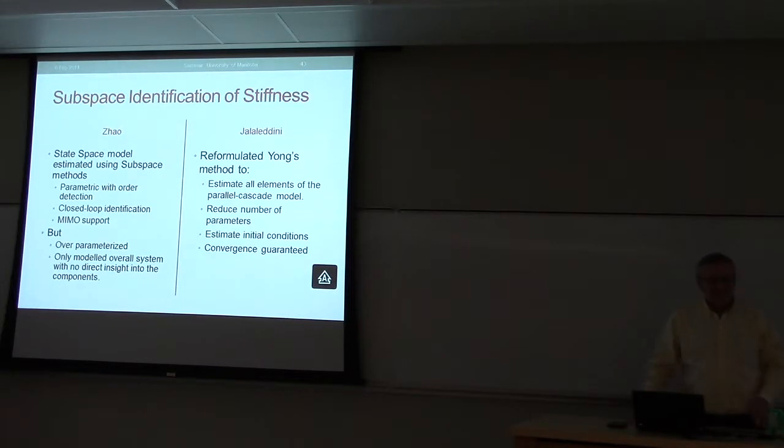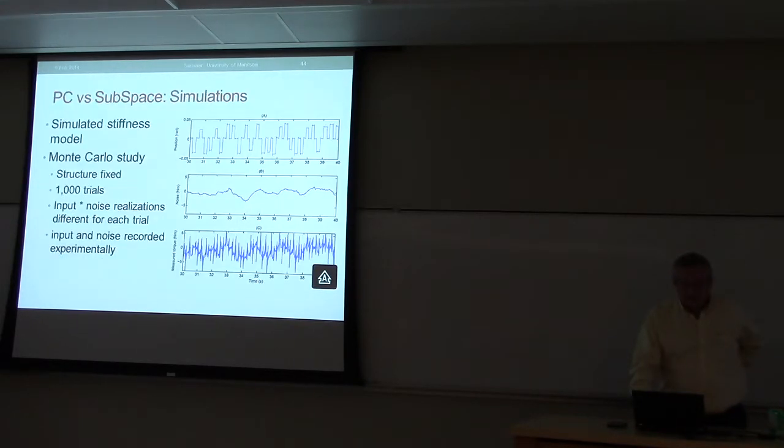parameters are. Kearney took Yang's method, reformulated it in such a way as to reduce the number of parameters, and essentially relate the parameters of this model to our original situation, and then estimate the initial conditions. And by the way, he also used convex optimization theory, which means he's now guaranteed to converge.